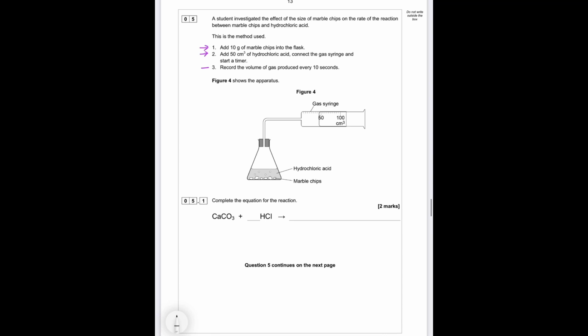So we're shown our setup, and we're asked for the first question to complete the equation for the reaction. Here we have a metal carbonate plus acid. So first of all, we're going to make the salt, which, because we're using hydrochloric acid, would be calcium chloride. We're also going to make carbon dioxide gas, because we're using a carbonate, and water. And then to balance out our equation, we would have to have a 2 in front of the HCl.